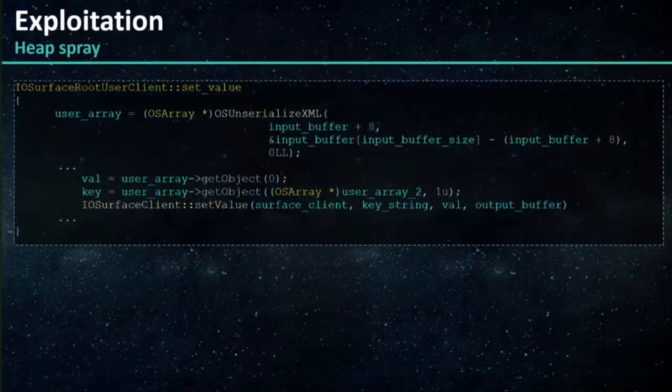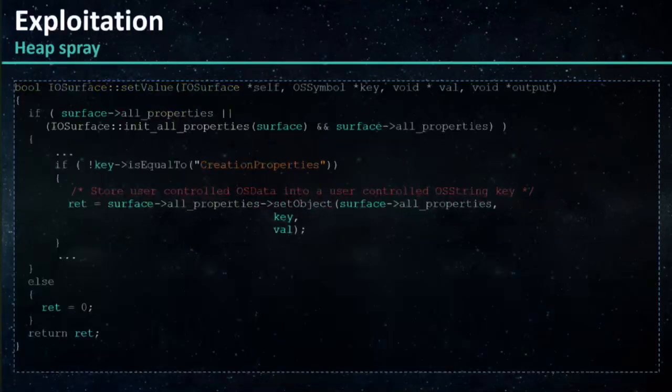What it does is it just unserializes our data. Then it gets the first object as the value, the second object as the key, and then it puts that into a dictionary which IOSurface holds. That's how the setValue function looks. It just checks that the key is not creation properties, and if it's not, it takes the all properties dictionary and puts there the object, with the key and the value supplied.